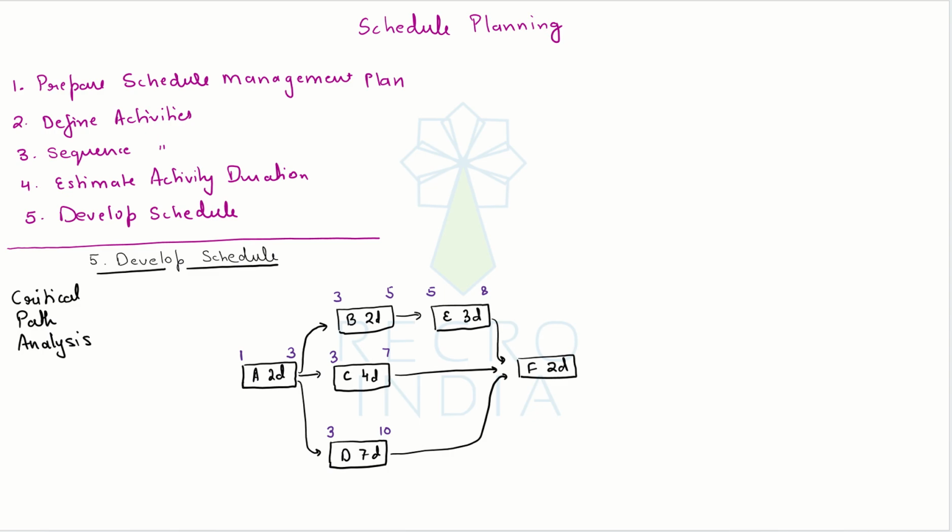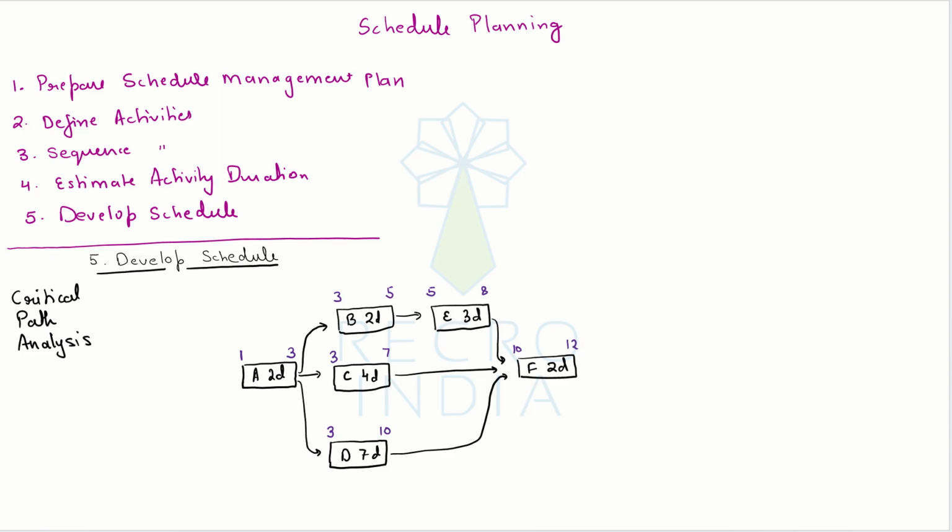F cannot start until all the predecessors have completed. So on 7th, C has completed, but E and D are still going on. On 8th, E and C have completed, but D is still going on. So F cannot start before 10th morning, and it will finish on 12th morning.